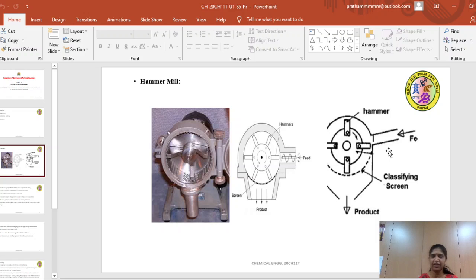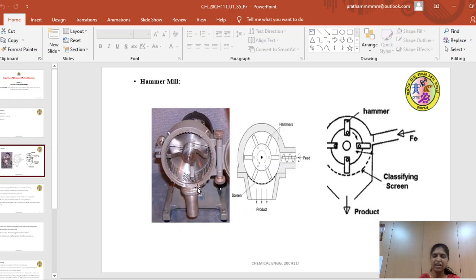As I've been telling from the beginning of this subject, particulate technology, observation of the diagram is very important. Once you observe the diagram, while the operation or the construction is being explained to you, it goes directly into the head. So you must observe the diagram. As soon as you hear hammer mill, that diagram should come to your mind. It has to be registered in your brain, as I've said.